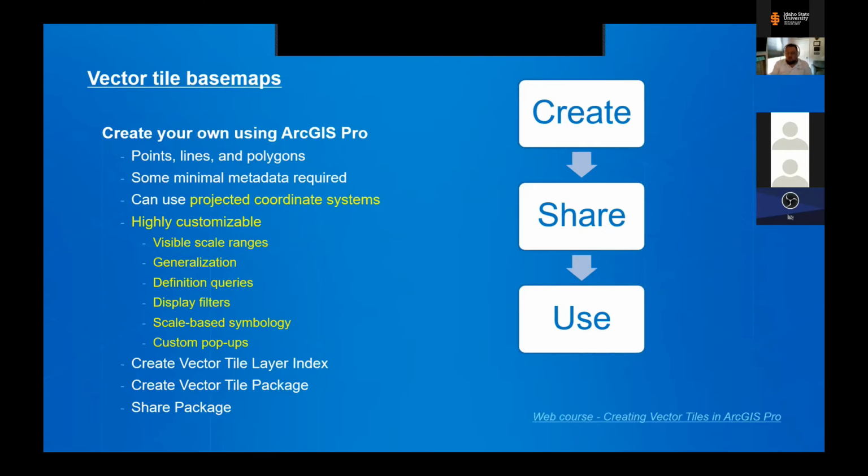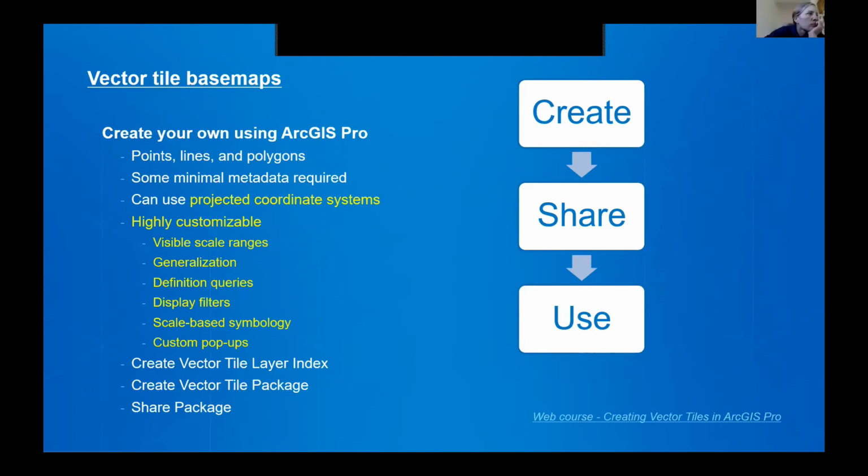We can use things like our definition queries to limit what the user sees, use display filters in that same way, scale-based symbology so that as we zoom in, maybe we want our point features to get smaller or bigger, or lines get thicker or narrower, all of those types of things.